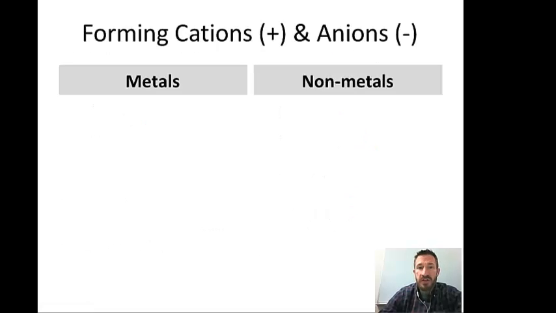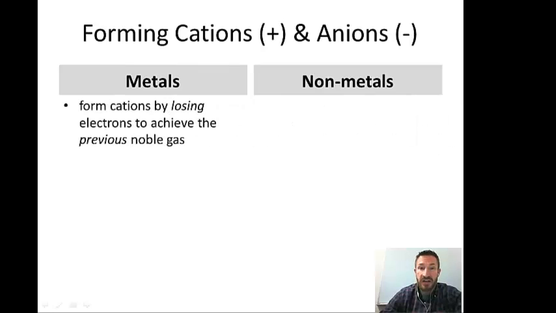Another thing we want to talk about today is forming anions and cations. Cation is just a name for a positive ion, and anion is just a name for a negative ion. So metals form cations by losing electrons to achieve the previous noble gas configuration. An example of this: calcium goes to calcium 2+, and it loses 2 electrons. Notice we wrote the electrons on the right-hand side. That means the electrons were lost.